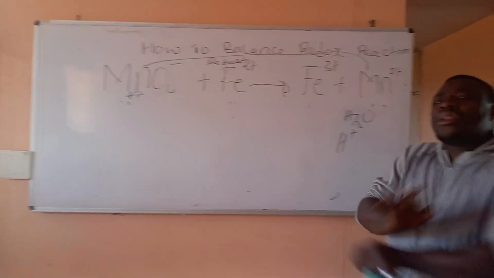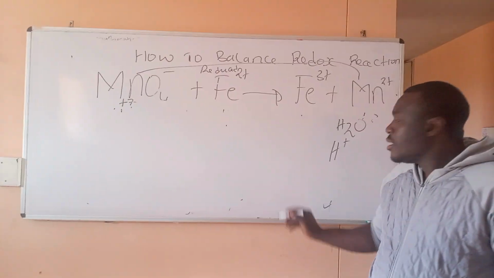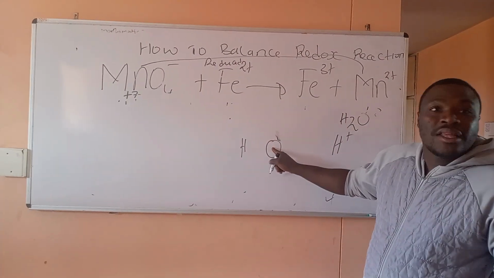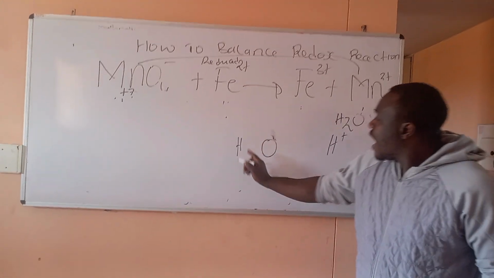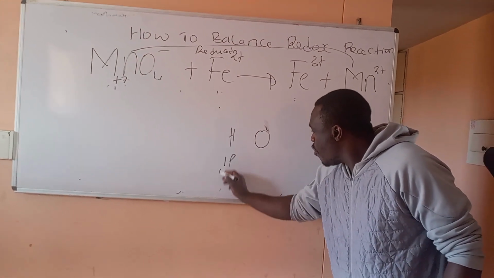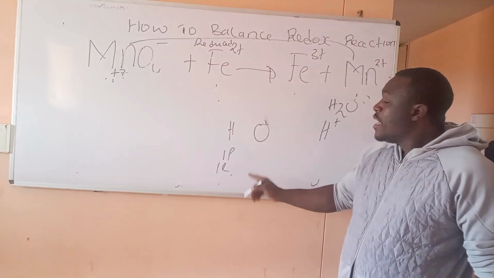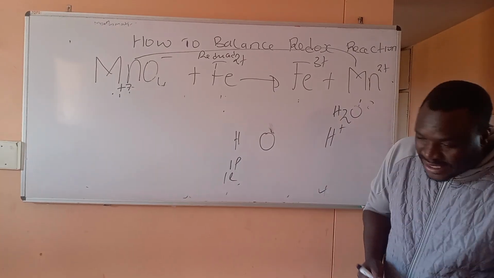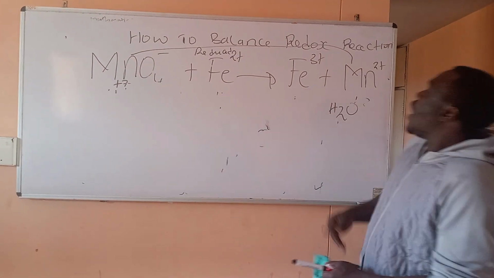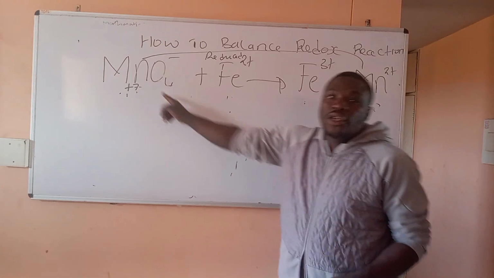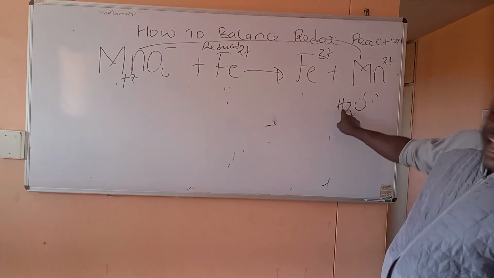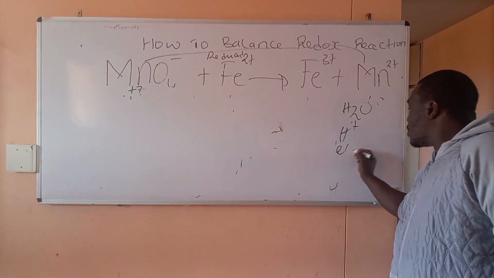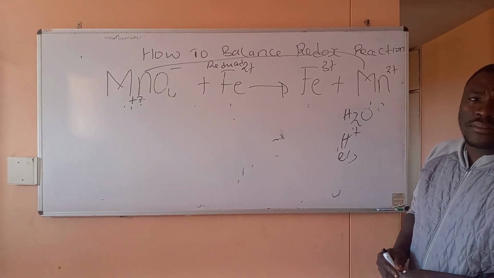What is a proton? A proton is hydrogen without its electron. Hydrogen has one proton and one electron, so it's neutral. If it lost this electron, only a proton would remain. That's why we call H+ a proton, which is an acid. I said we balance oxygen using water, we balance hydrogen using protons, and we balance charges using electrons. Keep this in mind, then we are sorted.